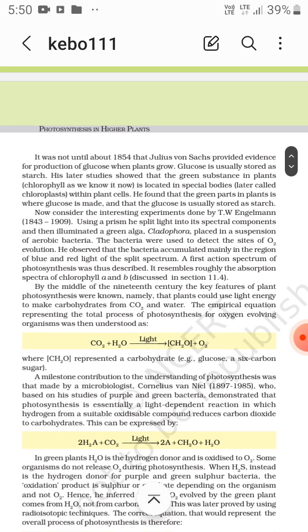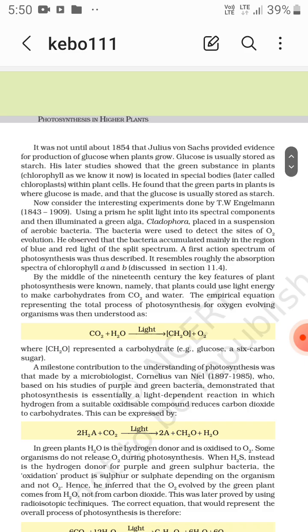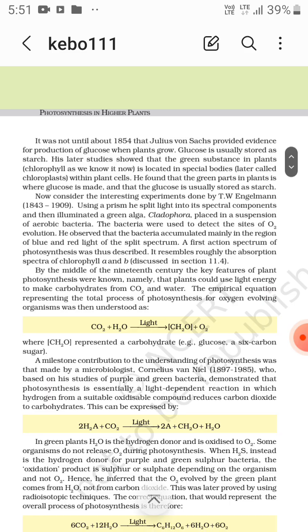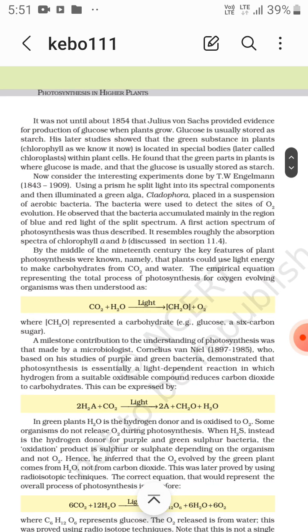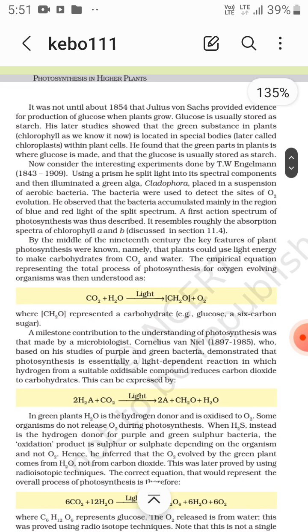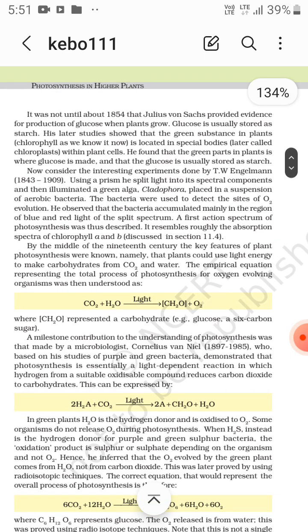Now consider the interesting experiments done by T.W. Engelmann. Okay, he used a prism. He split the light into its spectral components and then illuminated a green alga, Cladophora, placed in a suspension of aerobic bacteria. Now the bacteria were used to detect the sites of O2 evolution. He observed that the bacteria accumulated mainly in the region of blue and red light of the split spectrum. A first action spectrum of photosynthesis was thus described, right?